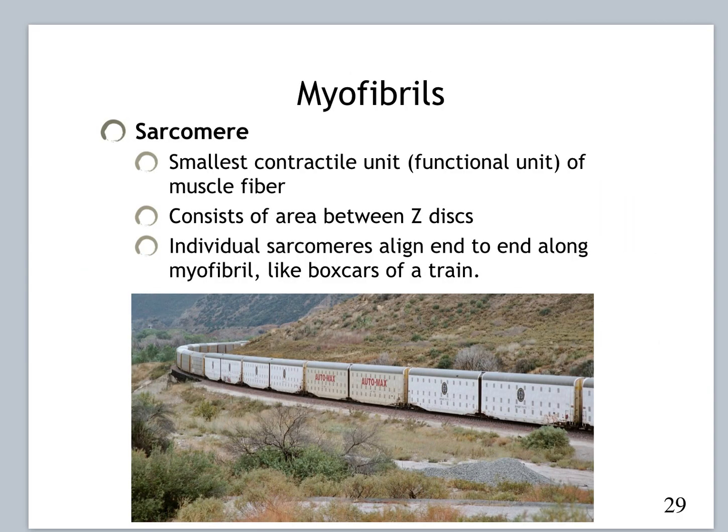Now the sarcomeres are the functional unit of the muscle fiber. They're the area between the Z-discs. Individual sarcomeres line up end to end along the myofiber like the boxcars of a train. So if each boxcar represents a sarcomere, they're lined up in series with each other. When each of these sarcomeres contracts, it would make the boxcar shorten. It would not be as long. And if each shortens a little bit, you can have a pretty significant shortening of the whole muscle when all the individual components shorten a little.